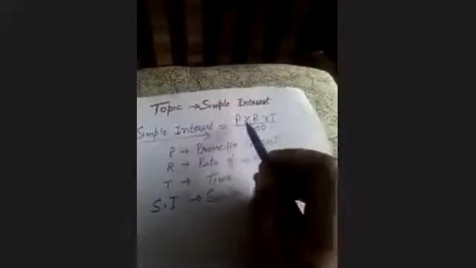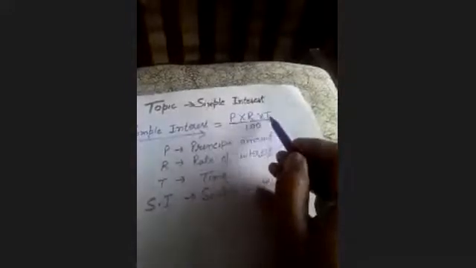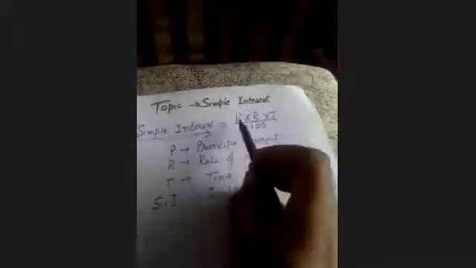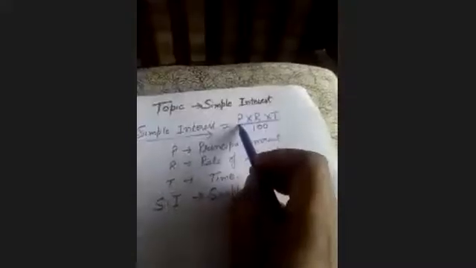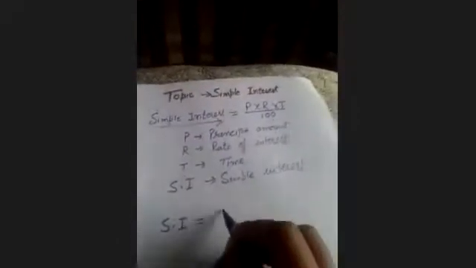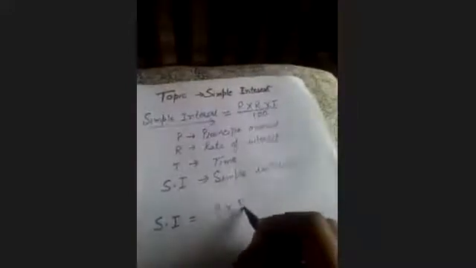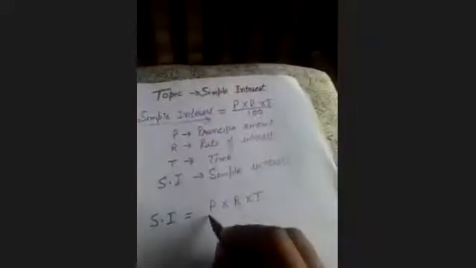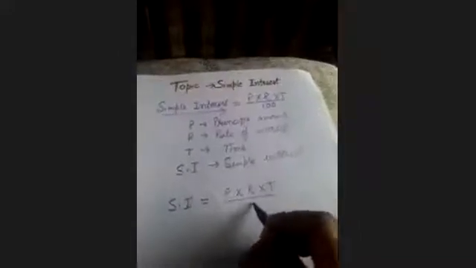Now simple interest is P into R into T. Students, if simple interest is given and we want to find the principal amount, how can we find it? For this, simply we will write simple interest is equal to P into R into T divided by 100.